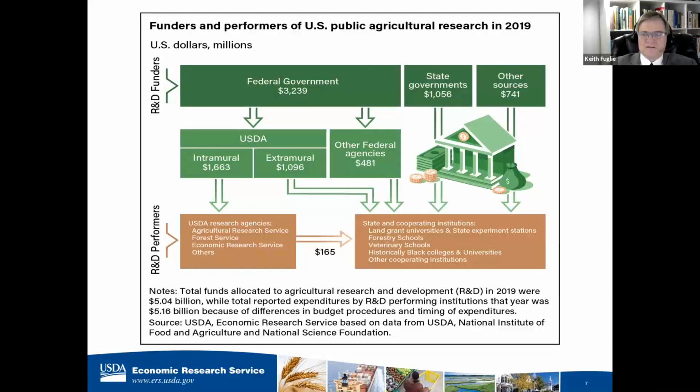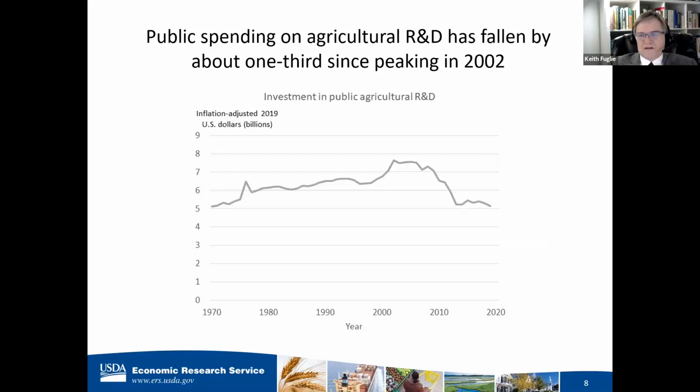land-grant universities, the state experiment stations, forestry schools, veterinary schools, historically Black colleges and universities, and other cooperating institutions. So they do about 2/3 of the research, although the federal government is funding about 70% of it. Next slide, please. If we look at the funding trend over time, however, we've seen that it's actually fallen in inflation-adjusted dollars since peaking about 2 decades ago. So now we're back to about $5 billion a year, where we were back in 1970.